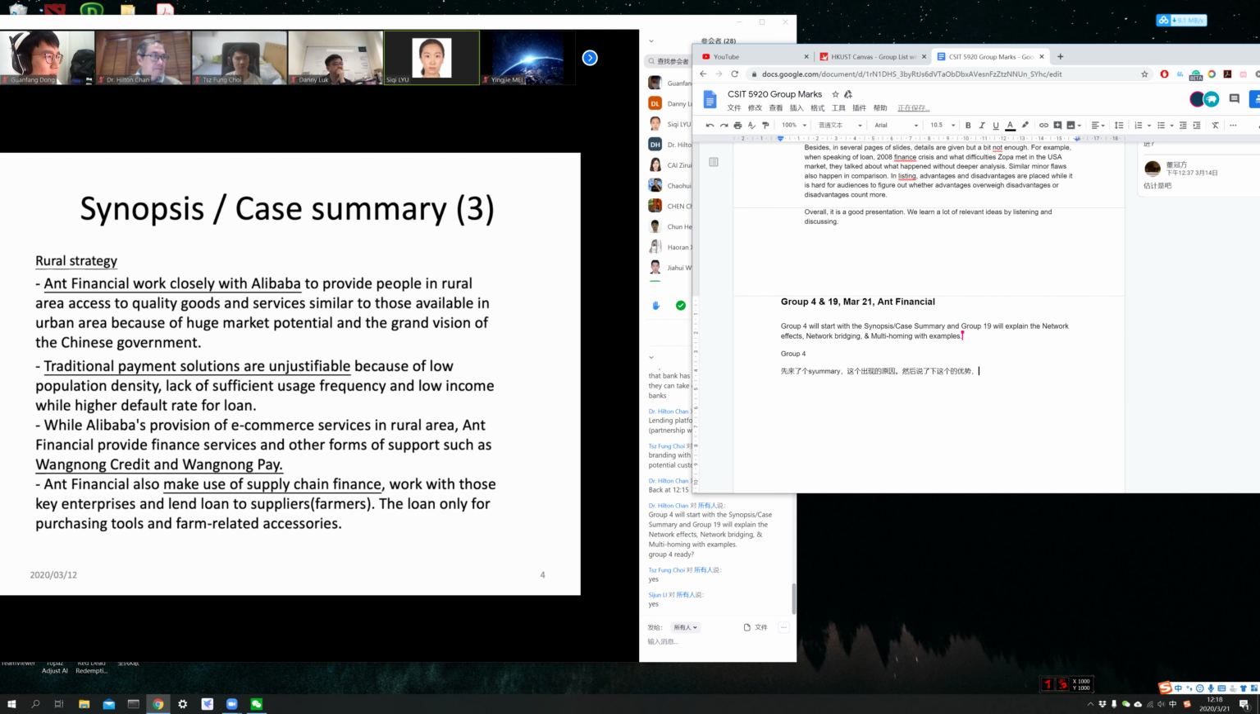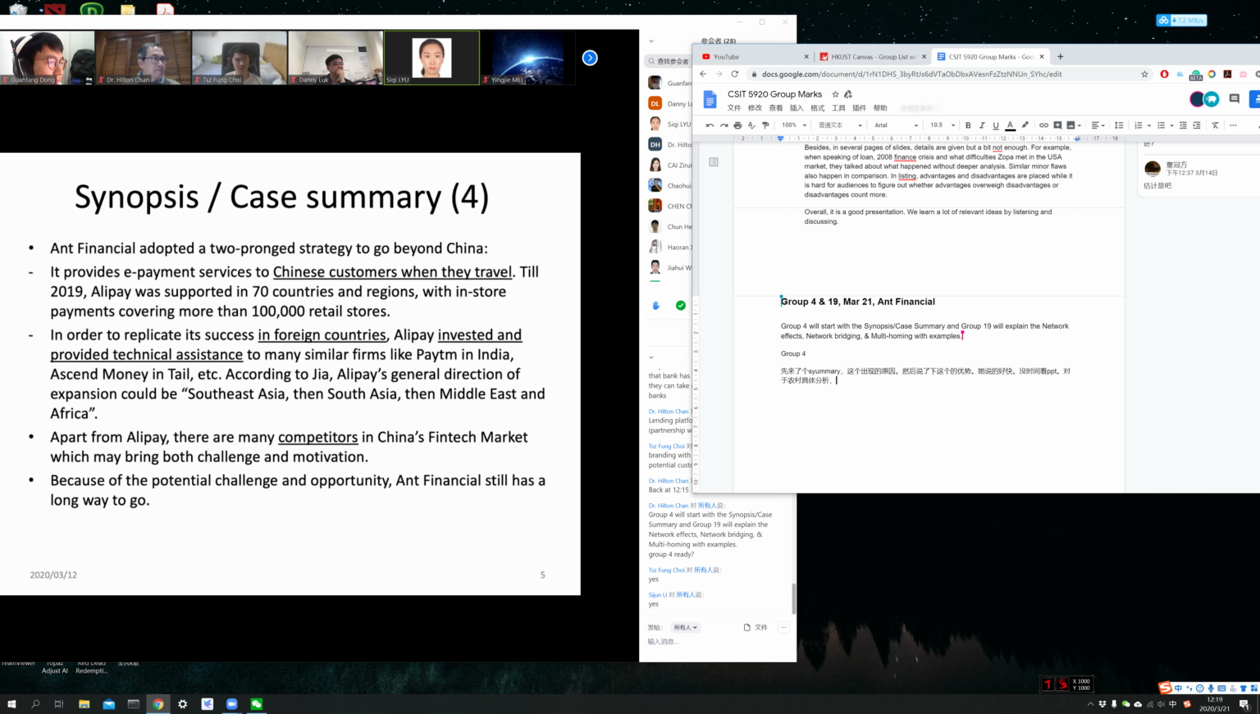Apart from what they have succeeded, they turn their attention to the rural market and overseas. Its rural strategy includes products like Rural Taobao, Wangdong Credit, and Wangdong Pay. Also, it made use of supply chain finance to connect enterprises and farmers. To go beyond China, it financially provides Chinese consumers with more scenarios abroad, and it replicates the success in foreign countries through investment and partnership. Considering domestic and overseas challenges and opportunities, Ant Financial still has a long way to go.